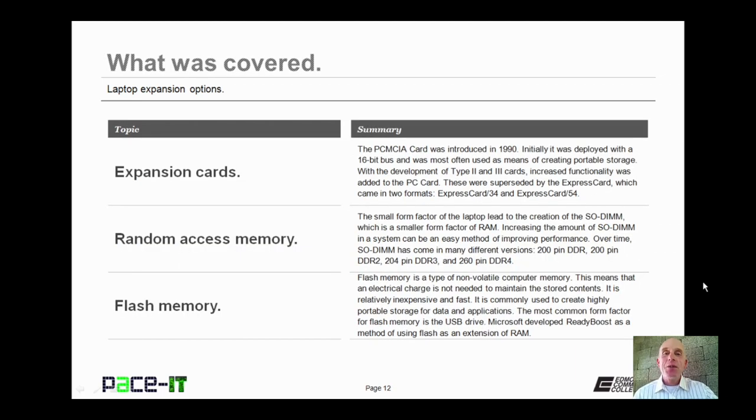Now that concludes this session on laptop expansion options. We started with expansion card options for the laptop, then we moved on to random access memory, and we concluded with flash memory.